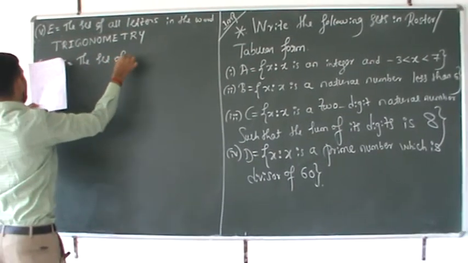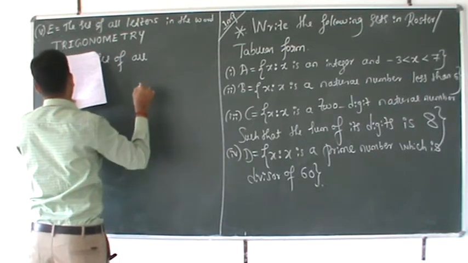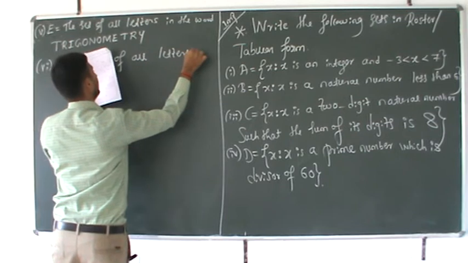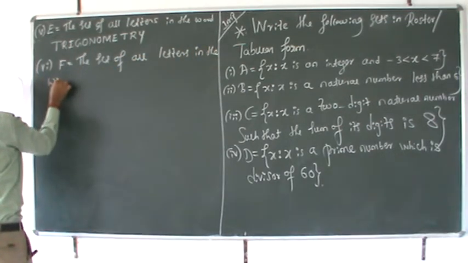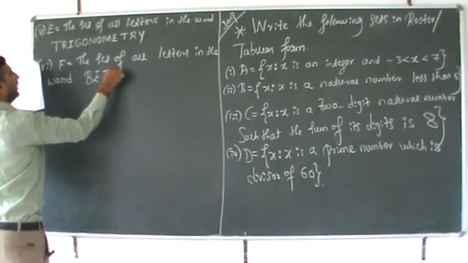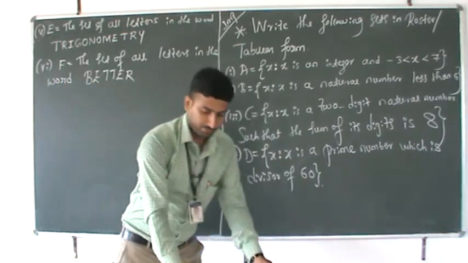Last one, that is F, the set of all letters in the word "better". Correct?